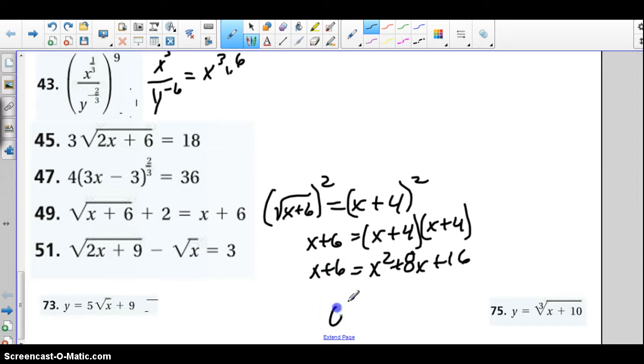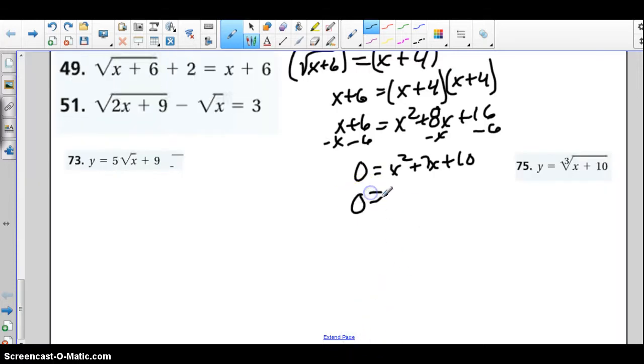Set this equal to 0. In other words, subtract x from both sides. Subtract 6 from both sides. So we've got a 0 here, so we're going to have x squared plus 7x plus 10. And our factored form for that is going to be 0 equals x plus 5 and x plus 2. Therefore, our solutions are going to be x equaling negative 5 and negative 2. Remember to check for extraneous by plugging those back in for a true statement.